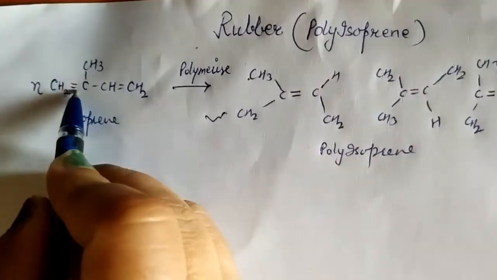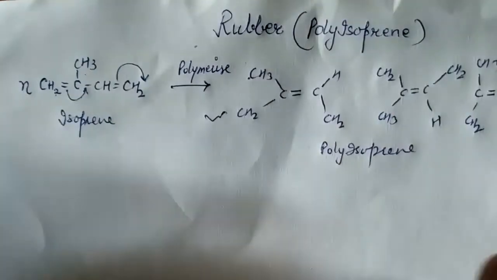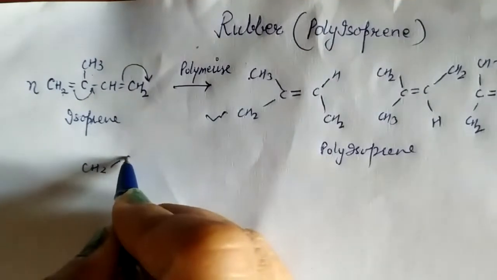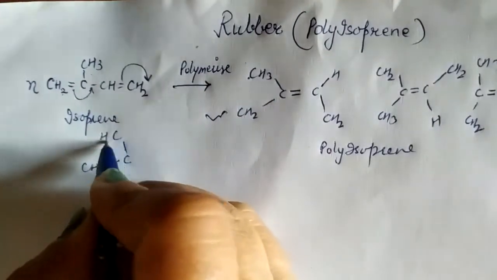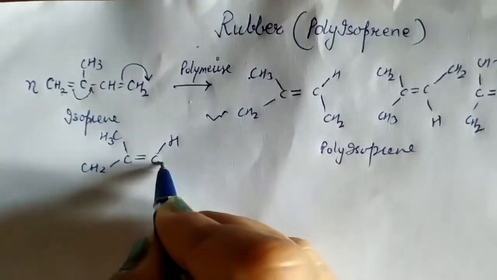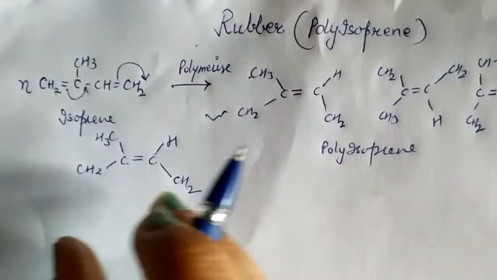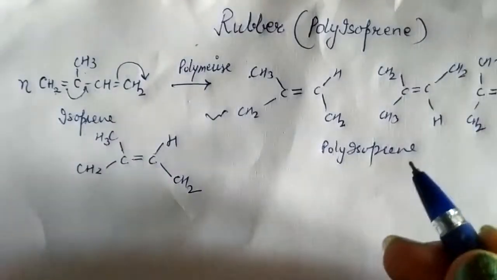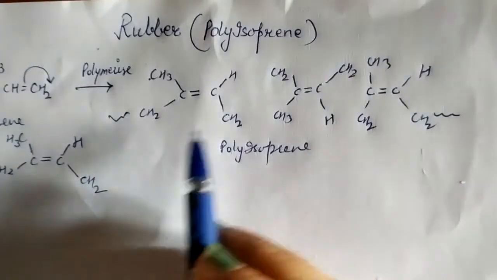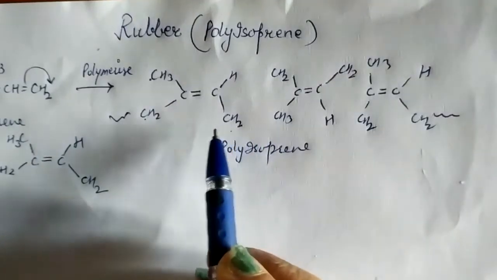First of all, this double bond will be shifted here, and again this double bond will shift further. So as a result, the structure will be like this: CH2, C, CH3, double bond here, then we have CH, and here we have CH2. Now we can repeat these molecules. When we repeat them, I have written 3 molecules here. These 3 molecules are the cis products.